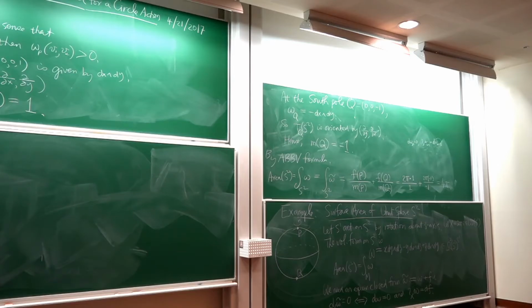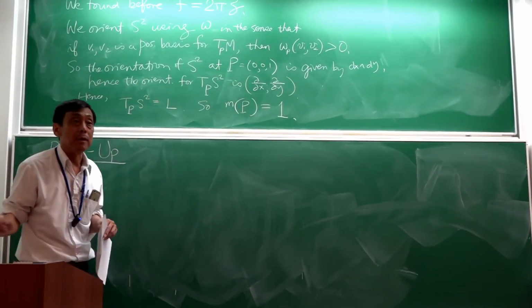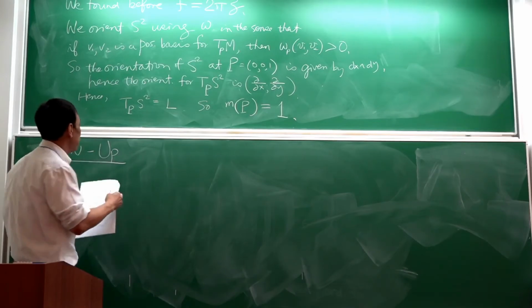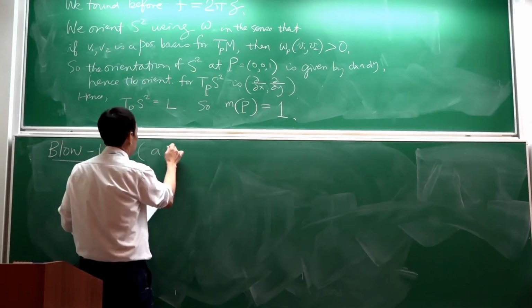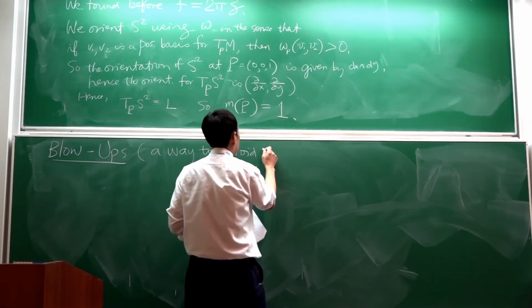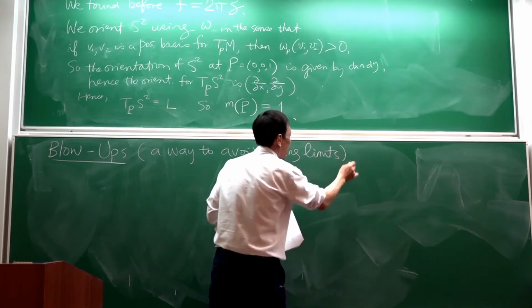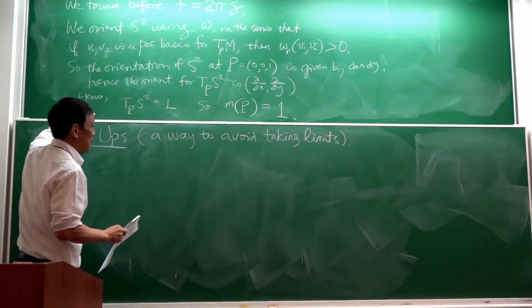Now instead of integrating over a sphere of radius epsilon and then letting epsilon go to 0, I can first blow up the manifold at a point, okay? And this is a way to avoid taking limits. Okay. Now, what's a blow up?